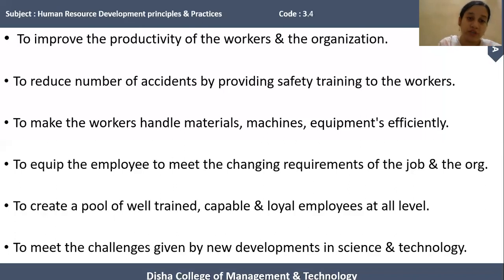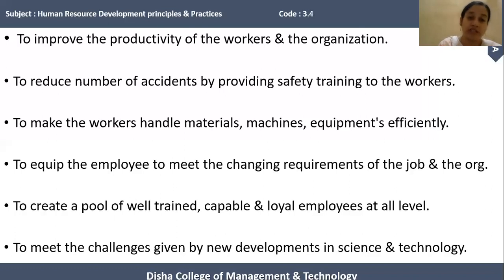Next one is to reduce the number of accidents by providing safety training to workers. In training, the trainer explains how to handle the machines and how to operate the machine, so that the employees of the organization can prevent themselves from accidents and are less prone to accident. So training reduces accidents by providing safety training.